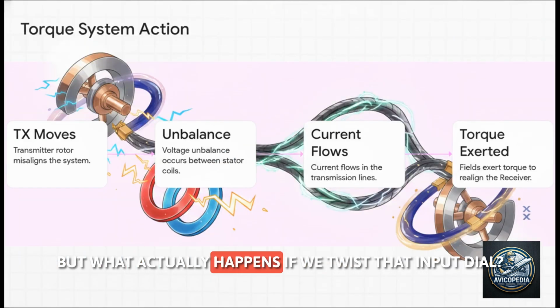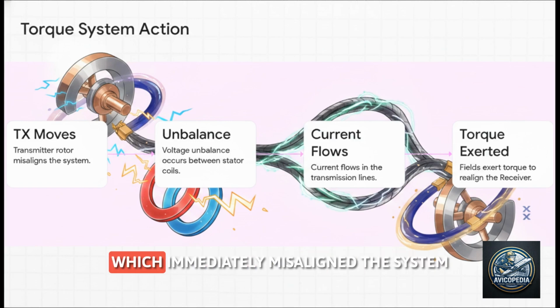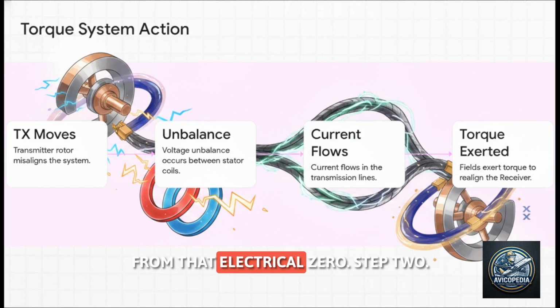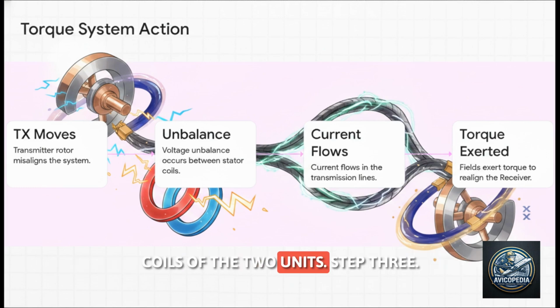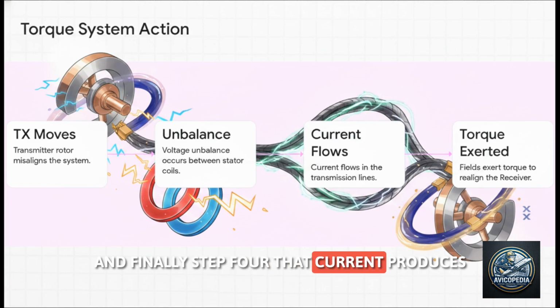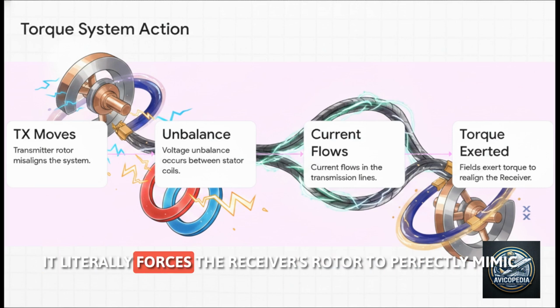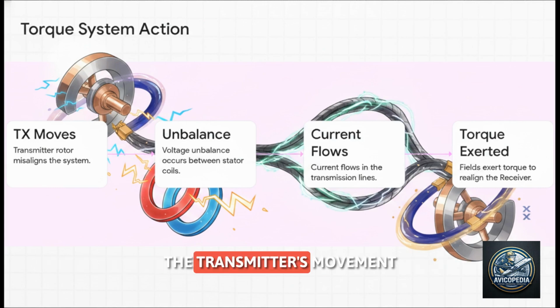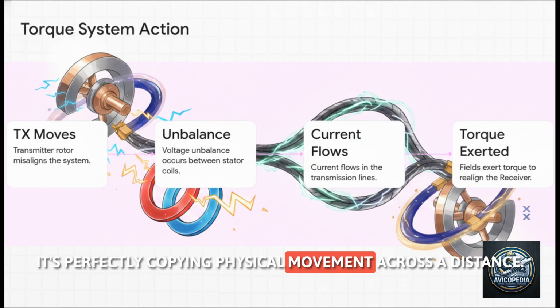But what actually happens if we twist that input dial? Let's walk through the exact chronological action here. Step 1. The transmitter rotor moves, which immediately misaligns the system from that electrical zero. Step 2. This creates a voltage unbalance between the stator coils of the two units. Step 3. That unbalance forces actual current to flow right through those transmission lines. And finally, Step 4. That current produces magnetic fields in the receiver that exert physical torque. It literally forces the receiver's rotor to perfectly mimic the transmitter's movement until the whole system is balanced again. It's perfectly copying physical movement across a distance.